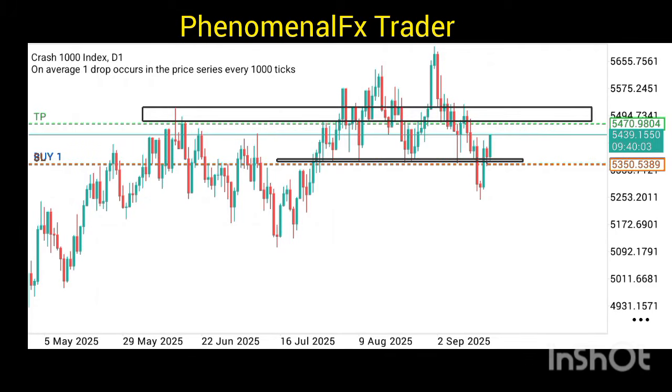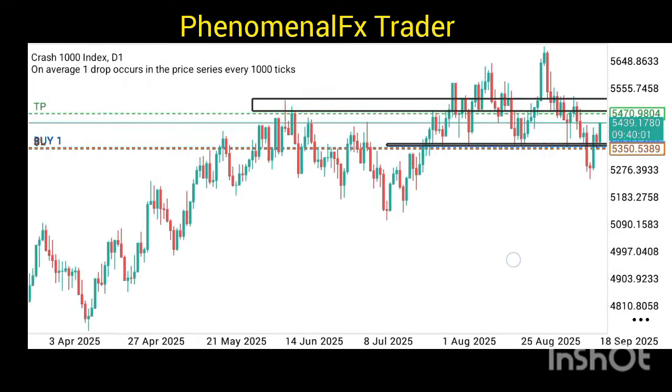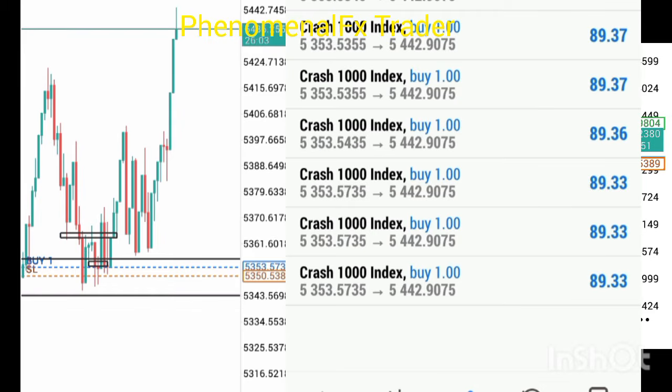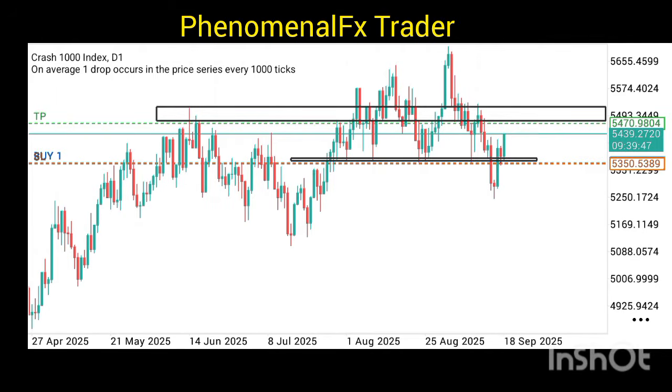So in today's video I want to show you guys how I was able to analyze this pair, and I'm currently in a trade with some positions running in deep profit. All right, so this is Crash 1000 Index. I'm trading against spikes, as you can see. This is the daily time frame, so I will show you how I was able to analyze this pair.